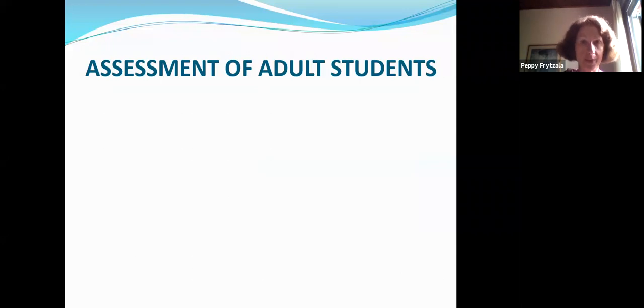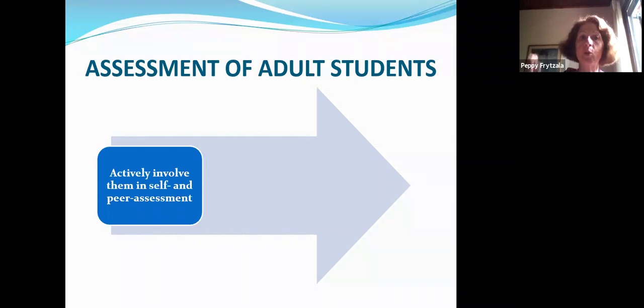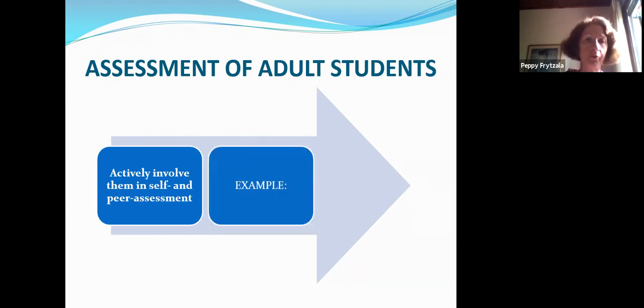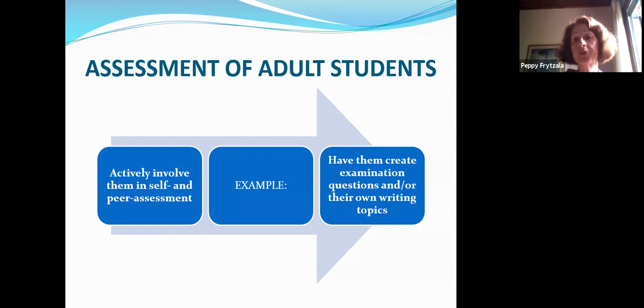What about their assessment? Now, we have to actively involve them. Remember, we've already said how they like being actively involved in the learning process. So it should be the same with assessment. Self-assessment, peer assessment, very important with adults. For example, what you could do is have them create examination questions or write their own writing topics. Okay, not if the examination is an institutional one, but at least for a mock exam, or if the exam is just a quiz that they're doing just for you as a teacher to see where they are, why not have them create it themselves?